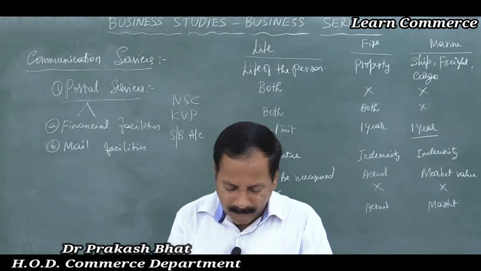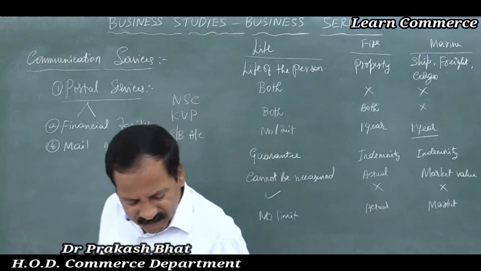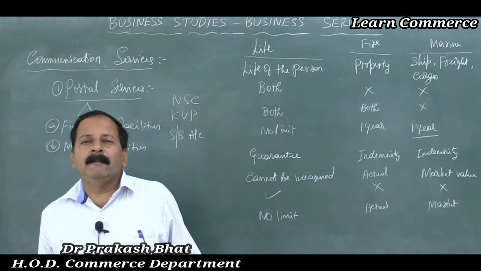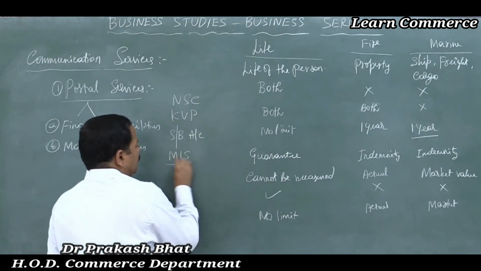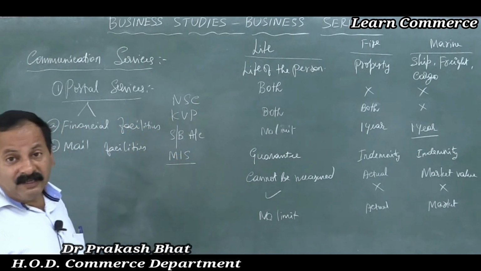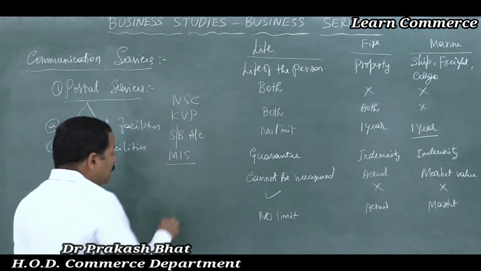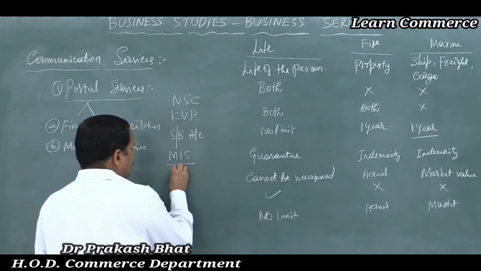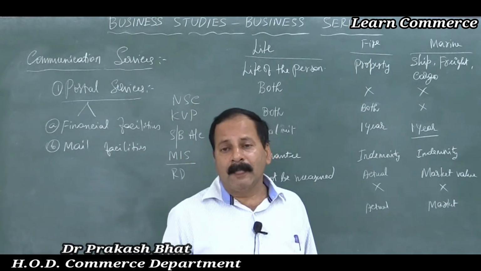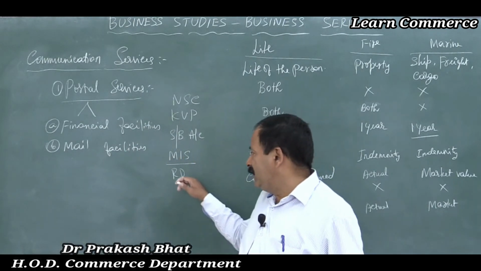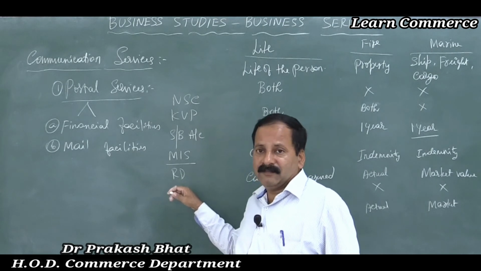Then nowadays, other than this, there is a monthly income scheme. It is also available. MIS, monthly income scheme, or recurring deposit. They accept recurring deposit also. RD, recurring deposit. Every month you have to pay the amount and it will be entered in the passbook.